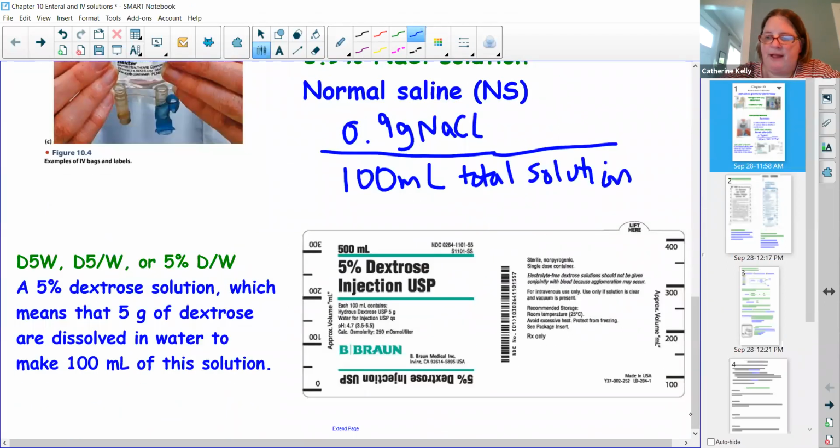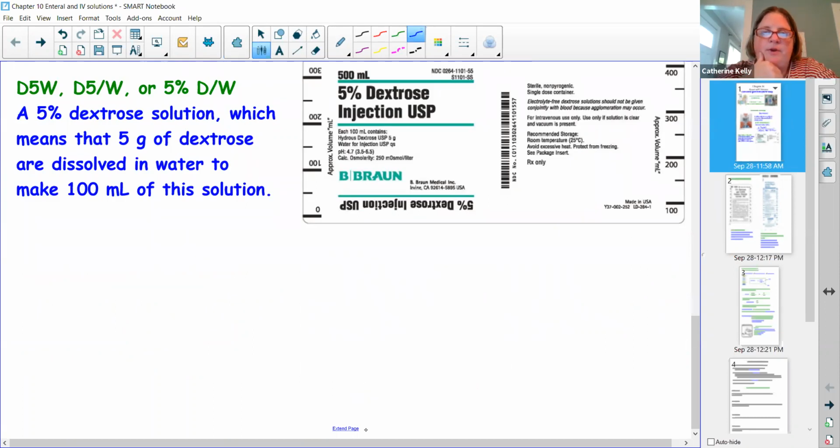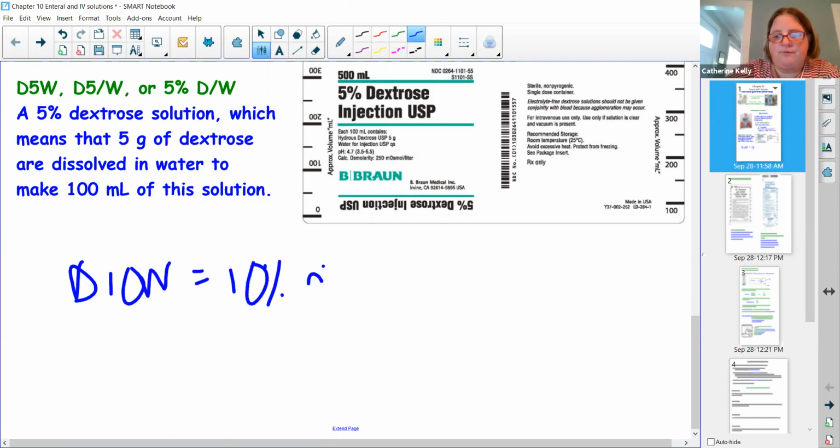So if you see something like D5W or D5/W or 5% DW, it means that it's a 5% dextrose solution. If it said D10W, that's a 10% dextrose solution. If it said D20W, it would be a 20% dextrose solution. So this D5W means that there are 5 grams of dextrose dissolved in water to make 100 milliliters of solution.